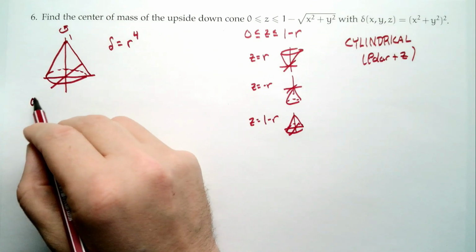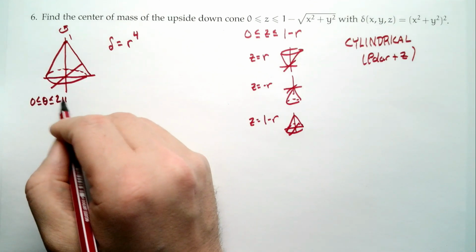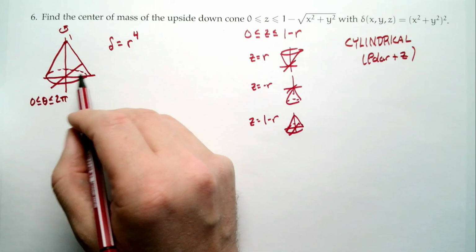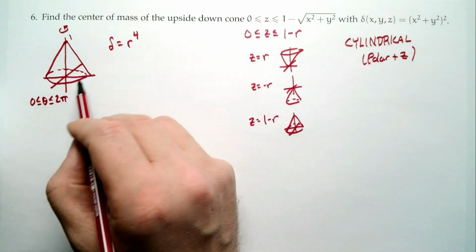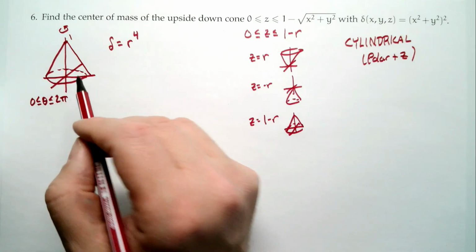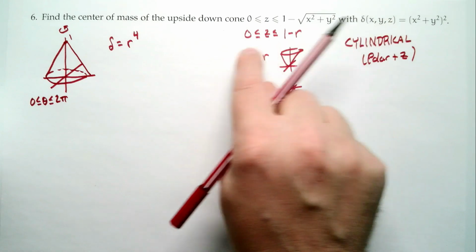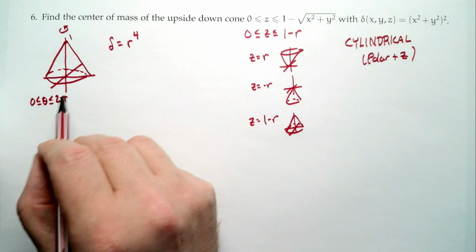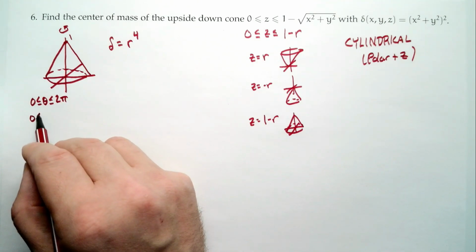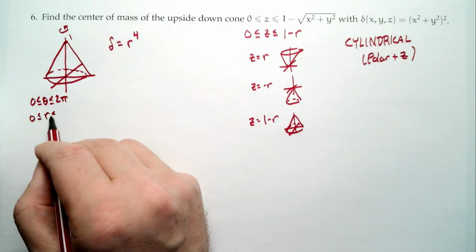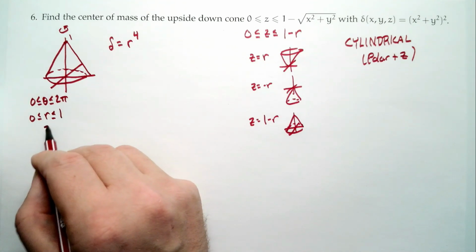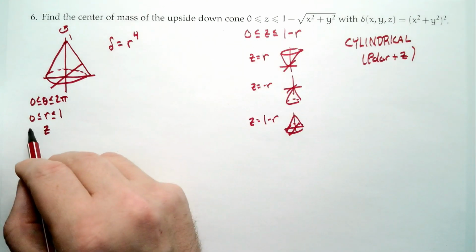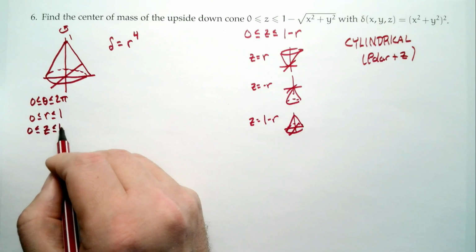So we get 0 less than or equal to theta, less than or equal to 2 pi. What about r? Well, you think about where's the biggest part? It's down here at the base. When z equals 0, you get 1 minus r equals 0. So it says that down here in the xy plane, it's a circle of radius 1. So we're going to go 0 less than or equal to r less than or equal to 1. And where does z go from? Well, it's already given to us: 0 less than or equal to z less than or equal to 1 minus r.